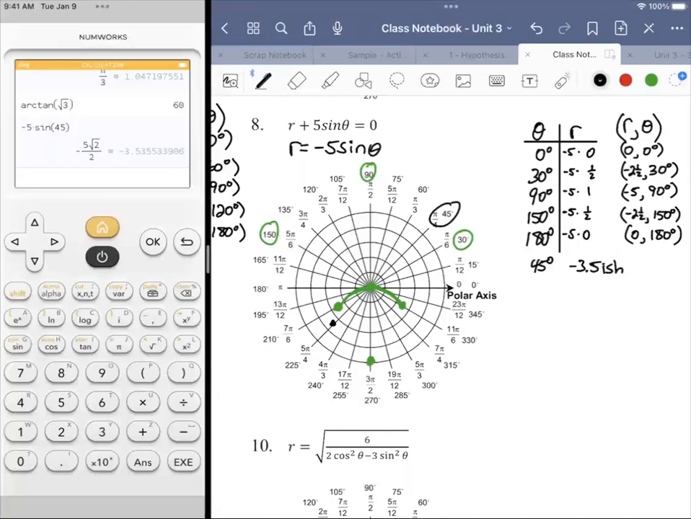Maybe I'll do 135. That should give me the same thing. So I take 1, 2, 3.5-ish in the opposite direction of 135. And it gives me a couple more points to work with. So I now know it has to go through these. And if I assume it's picking up the other one, this is probably the worst circle I've ever drawn in my life, but it would look something like this.